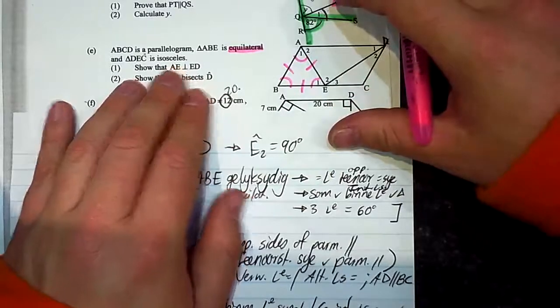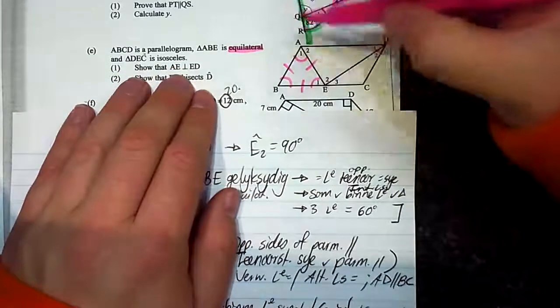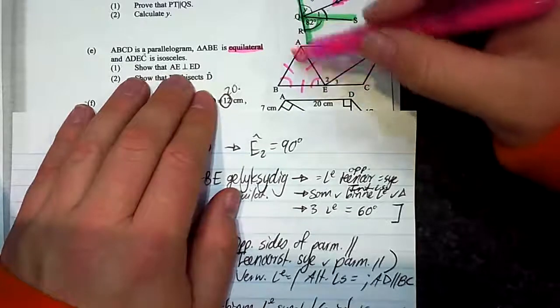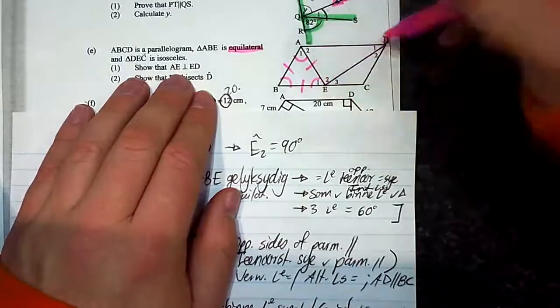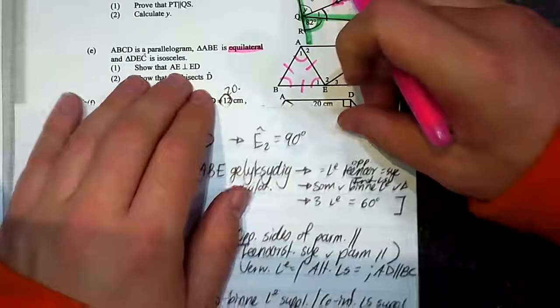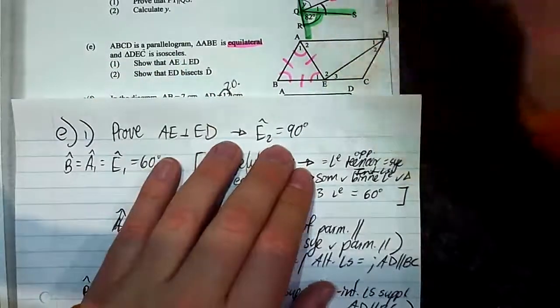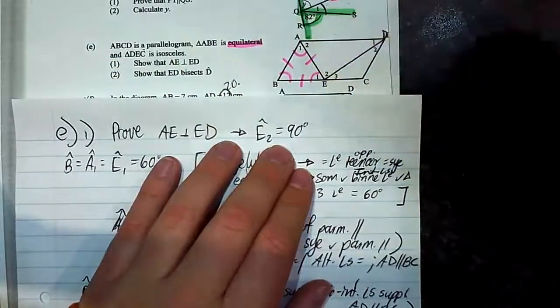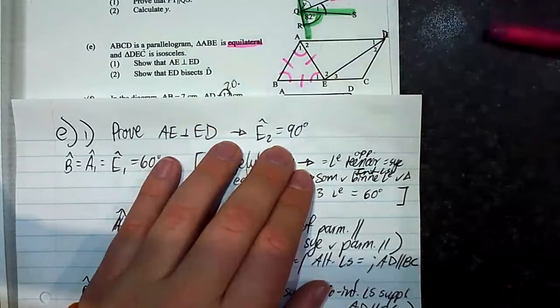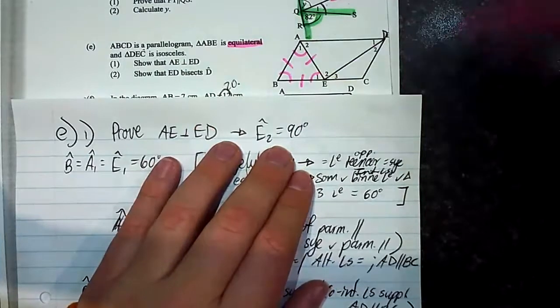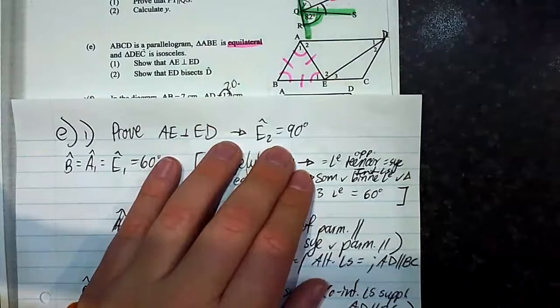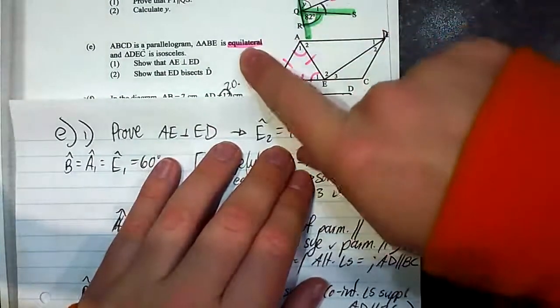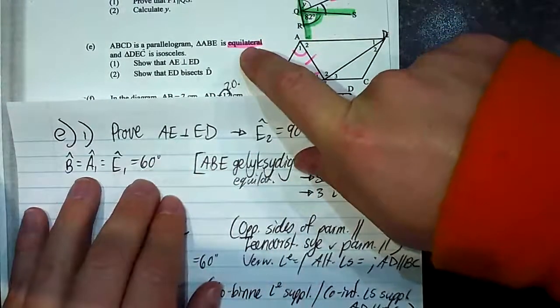Die vraag sê, bewys dat AE loodreg is op ED. So wat moet ons doen om dit te bewys? Ons moet bewys dat hoek E2 90 grade is. Ons moet by dit uit gaan kom. So hoe ek daarby se uitkom is ek begin by die inligting wat hulle vir my gee. Start with the info given.